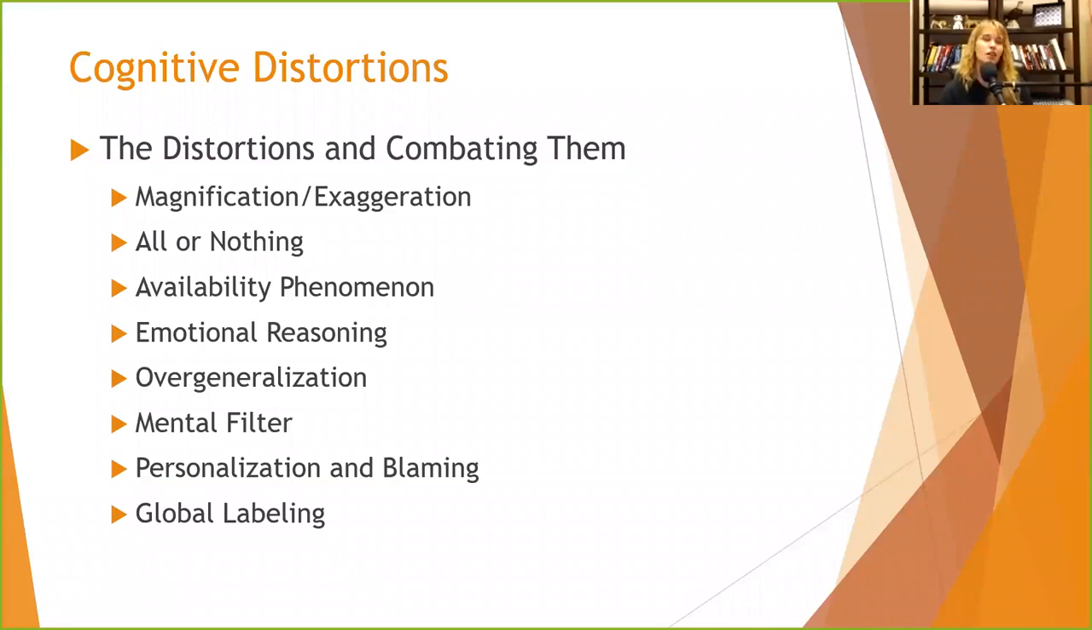Cognitive distortions. Oh, we've talked about those a bunch, but we want to talk about combating them. Magnification and exaggeration. If we're talking to somebody who has low self-esteem, what do you think they magnify and exaggerate? Every single mistake, every single flaw. So we want to help them figure out, how big of a deal is this really?